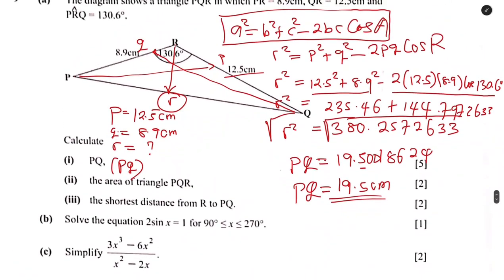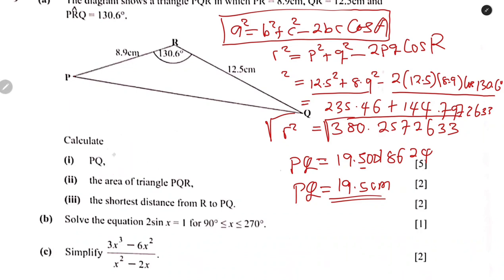The area of the triangle PQR. Here is the triangle PQR. Now, if you look at this triangle, it's a non-right angle triangle. What is the formula that you use to find the area of a non-right angle triangle? So I'm going to put this question here.